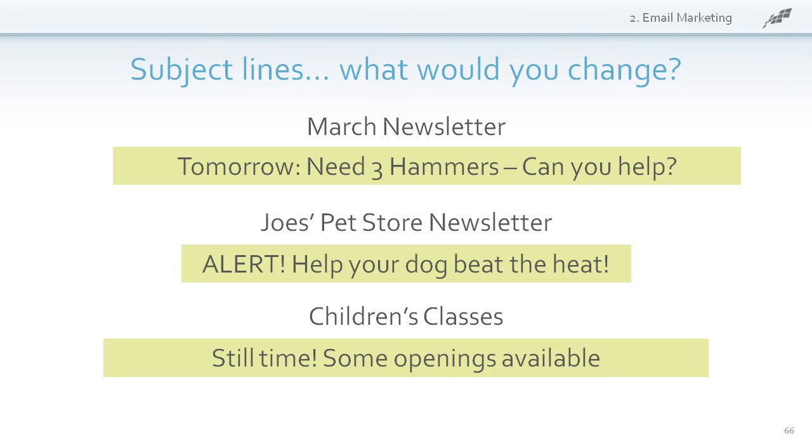Children's classes. This is coming from a company that offers children's classes. And I like the funny analogies. It's as if the butcher sent out an email and the top of the subject line said meat. Yes, we know what they're offering. But what if there was still time, some openings available? Okay? So what you're doing here is creating a sense of urgency and scarcity, which are two important marketing concepts, to get people to take action. And I'm going to have to open this email because I want little Jimmy to be able to get into the class.